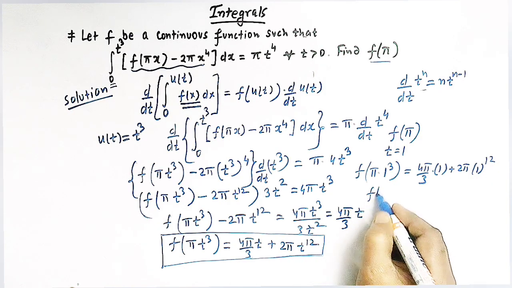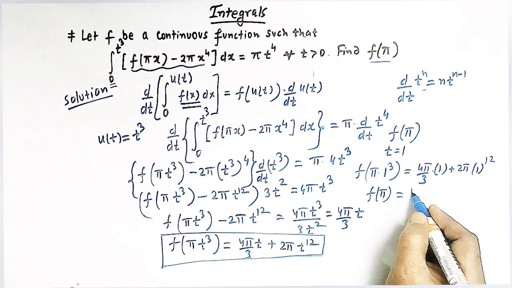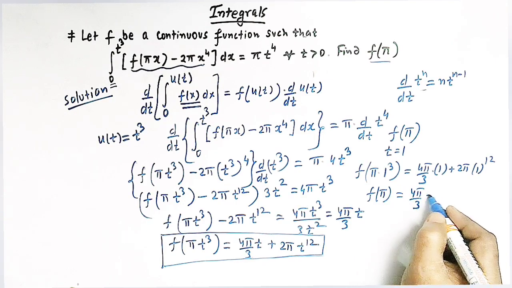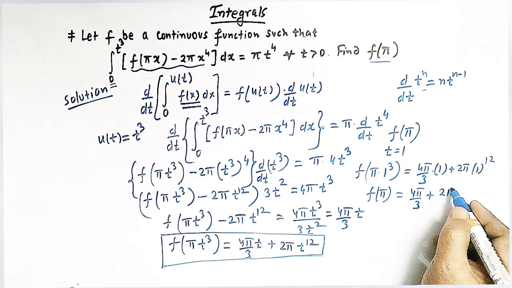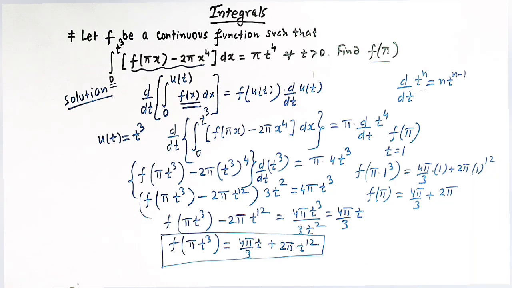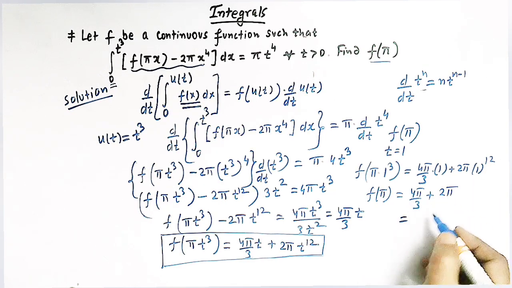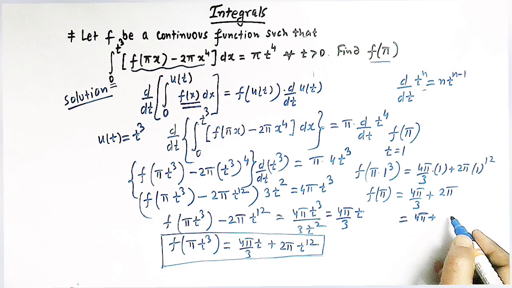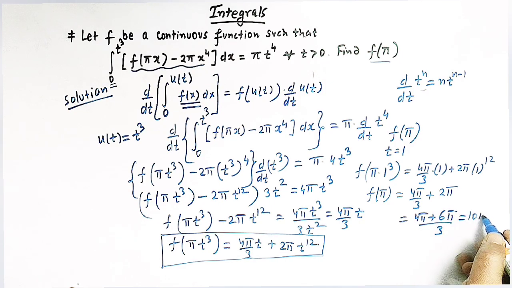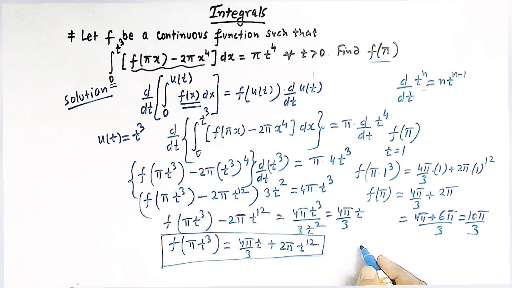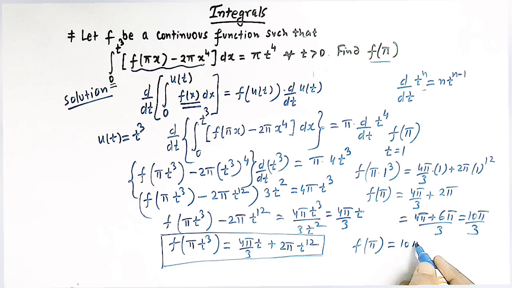So now we can write f of pi. Here we have 4 pi over 3, and this is simply 2 pi. 1 raised to 12 is 1, and here adding these two like terms, we have 4 pi plus 6 pi over 3, that is 10 pi over 3. So the value of f of pi is given by 10 pi over 3.